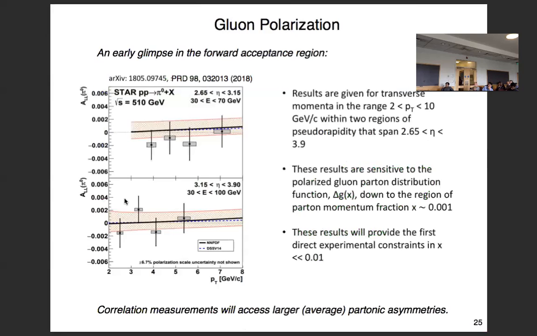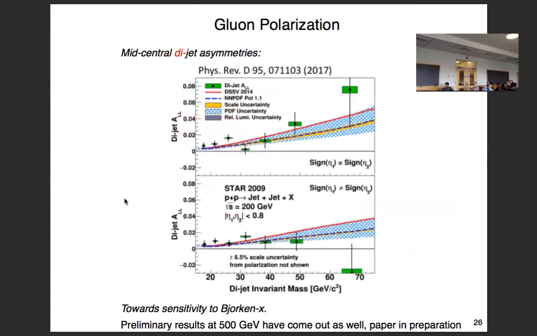The future of this is correlation measurements. Inclusive measurements typically have this parabolic asymmetry that is small. So the way to increase that is by having both jets in the forward region. Now, as to kinematic sensitivity, first di-jet asymmetry measurements have been published as well, rather recently.